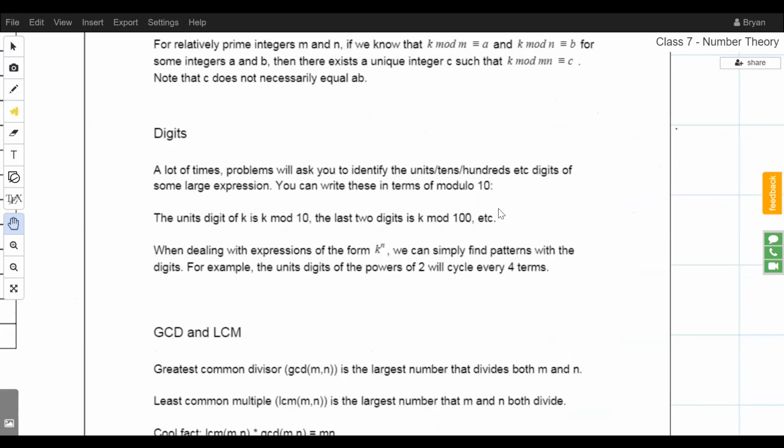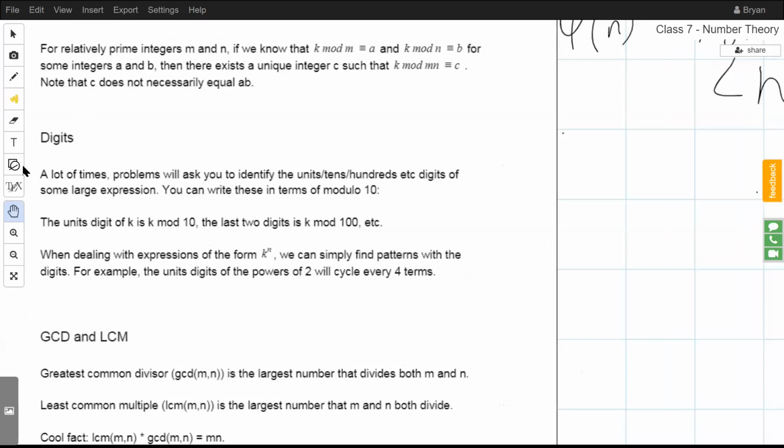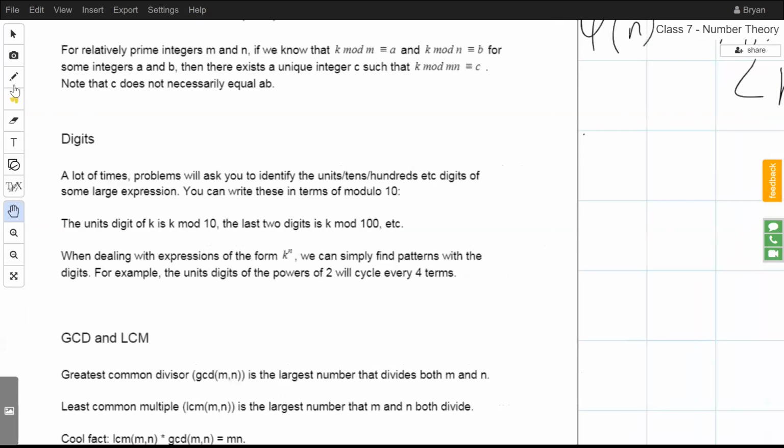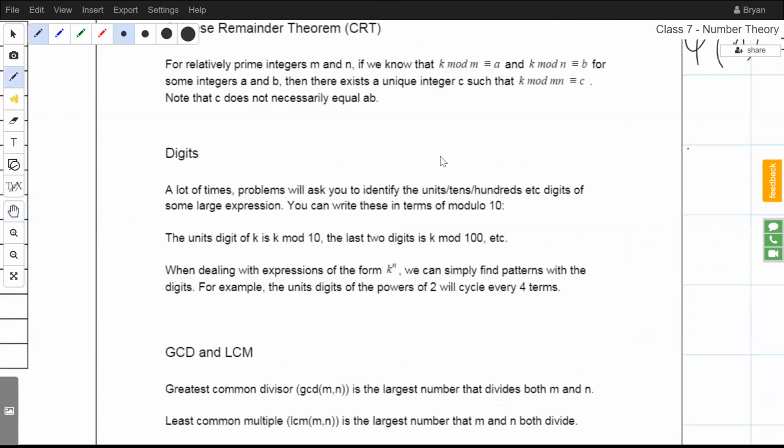Okay. So actually digits, this is the next topic. It's more common in AMC at least. Usually you're given some really large expression and you want to find the last 2 digits, the last digit, or the 100th digit or something.